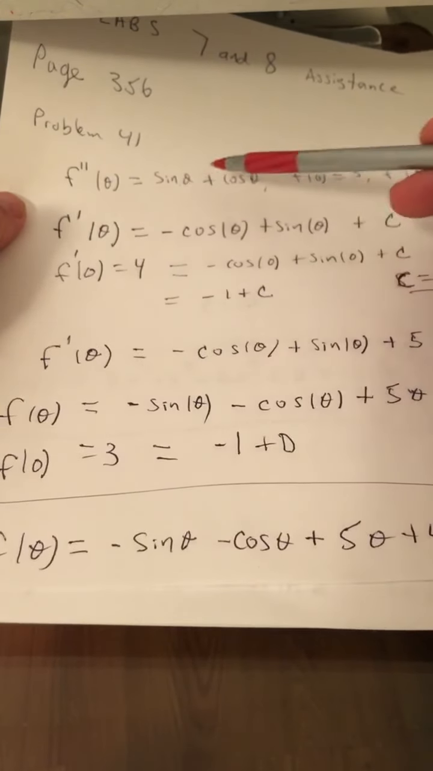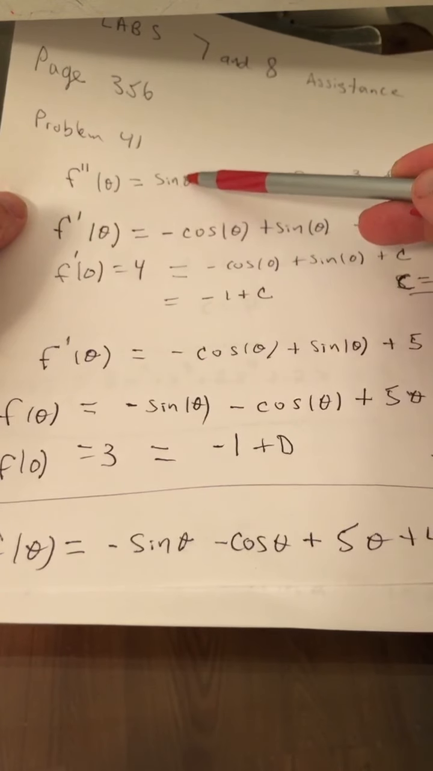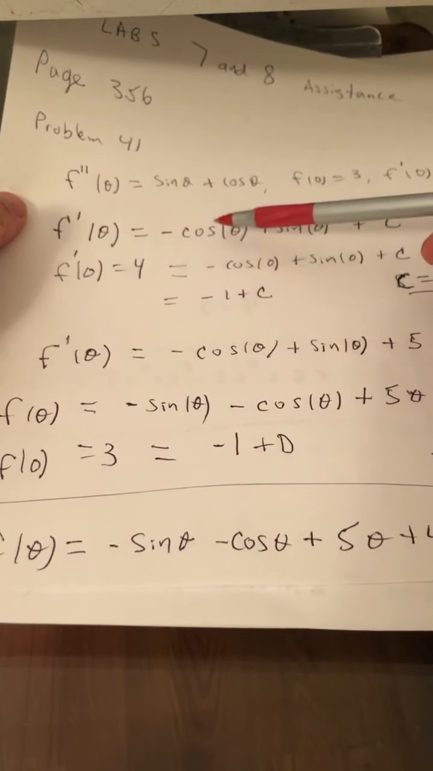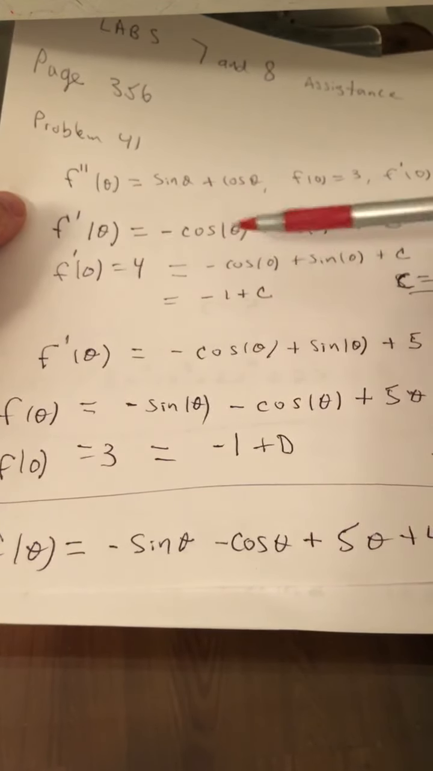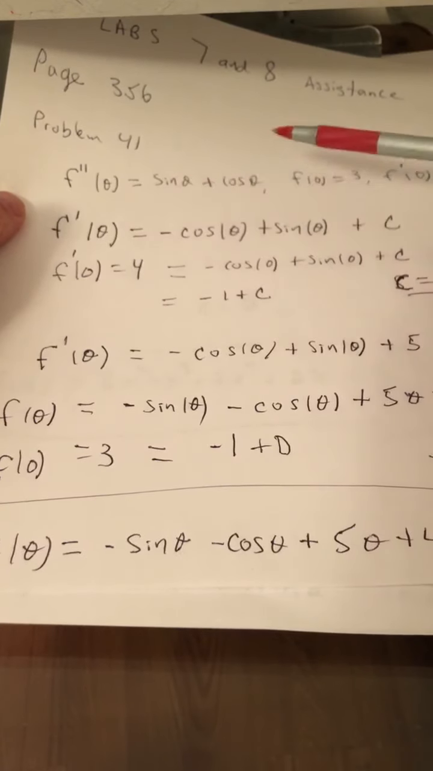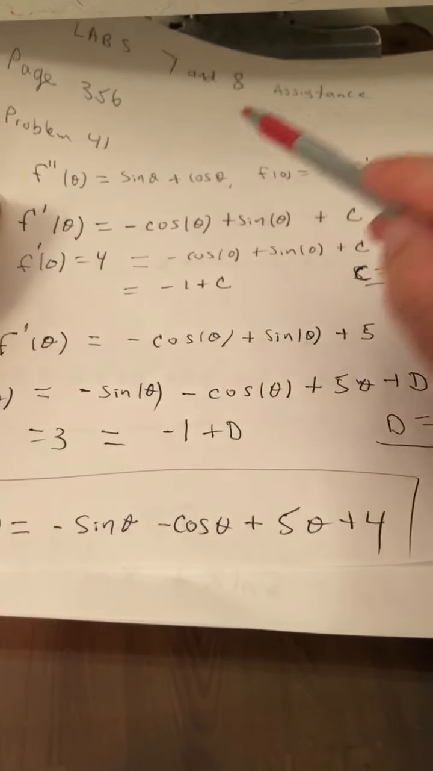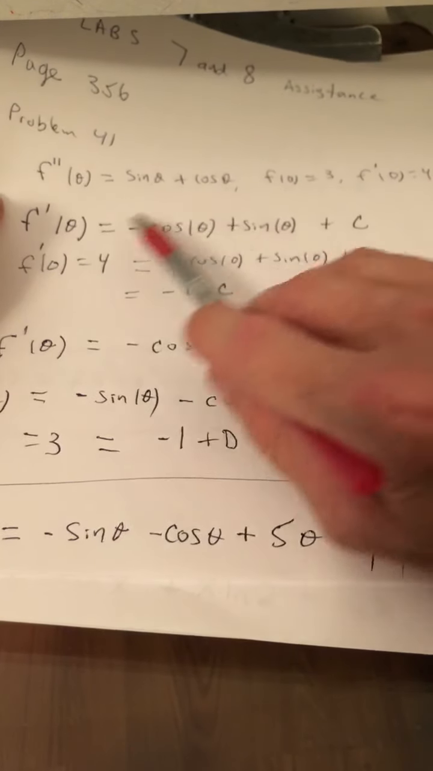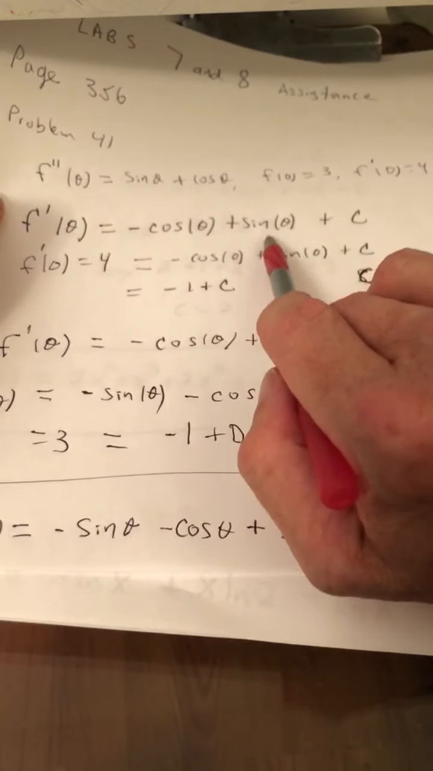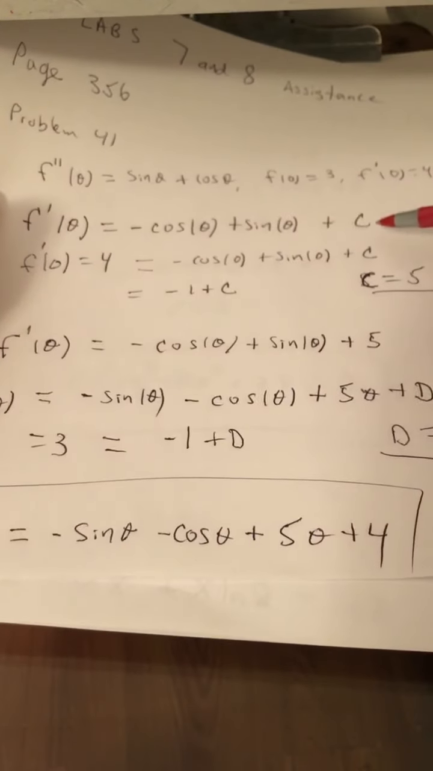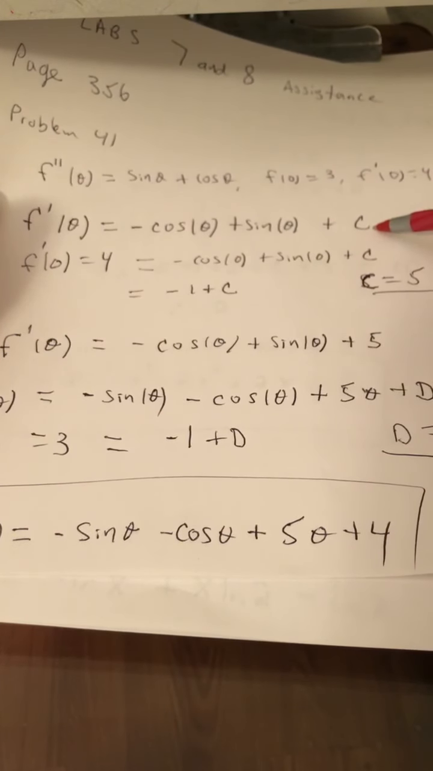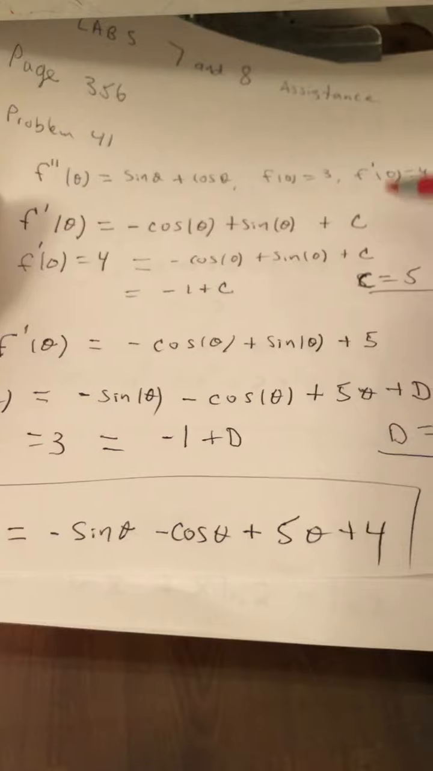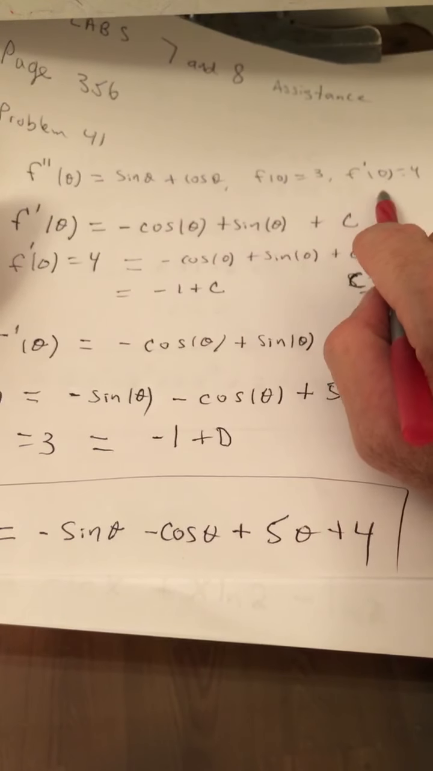So, what do you take the derivative of to get sine? Well, the answer is negative cosine, because the derivative of cosine is negative sine. And what do you differentiate to get cosine? Well, the answer is sine. And you can check your answer by differentiating. Now remember that we always have an arbitrary constant. So these are our initial conditions.